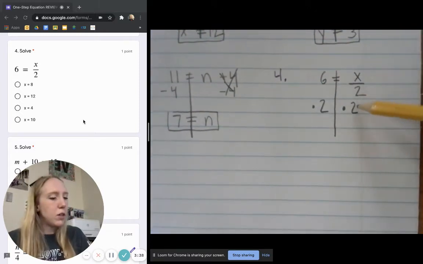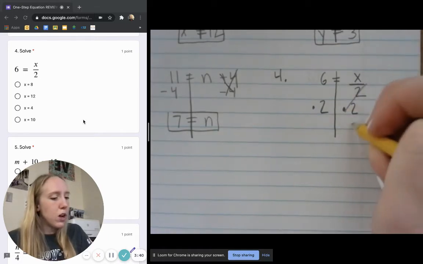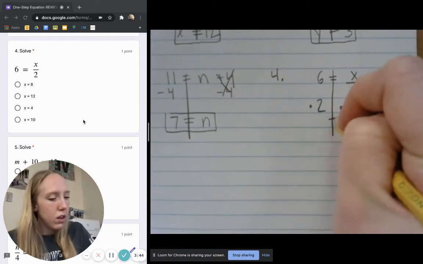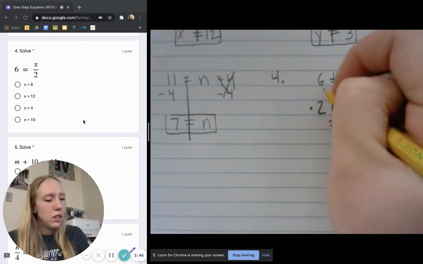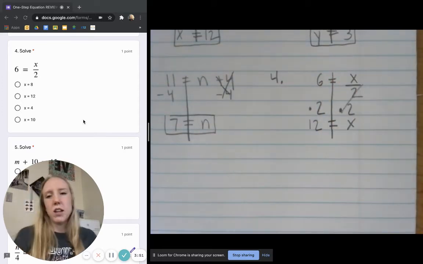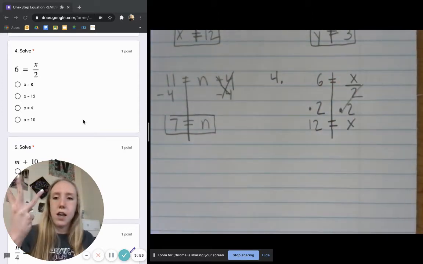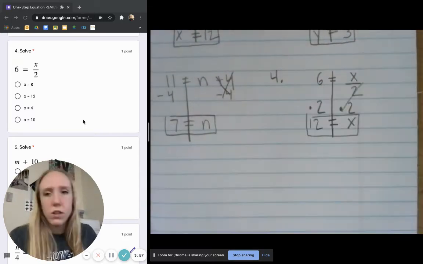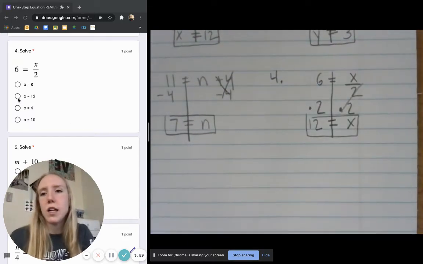All right. So x divided by 2 times 2. Those go away and all we have is x. Notice how I keep x on the same side. Equals sign in the middle. 6 times 2 equals 12. And you can do that because 2, 4, 6, 8, 10, 12. So your answer there, you would select that one. Okay.